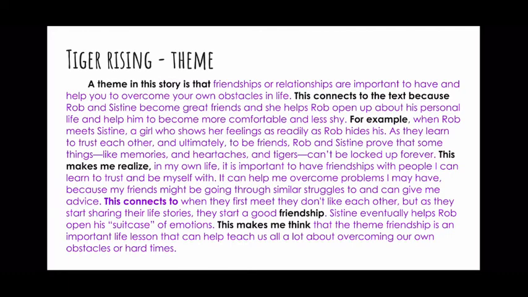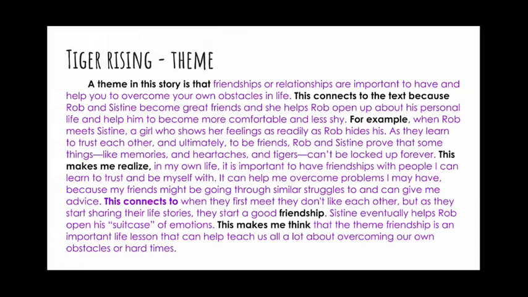support my theme. A theme in this story is that friendships or relationships are important to have and help you overcome your own obstacles in life. This connects to the text because Rob and Sistine become great friends, and she helps Rob open up about his personal life and become more comfortable and less shy. For example, when Rob meets Sistine, a girl who shows her feelings as readily as Rob hides his, as they learn to trust each other and ultimately to be friends. Rob and Sistine prove that some things like memories and heartaches and tigers can't be locked up forever.